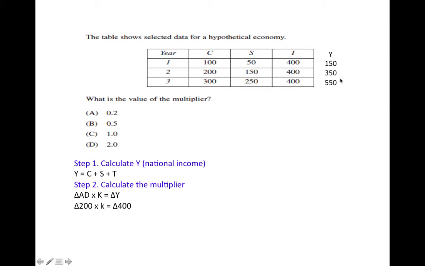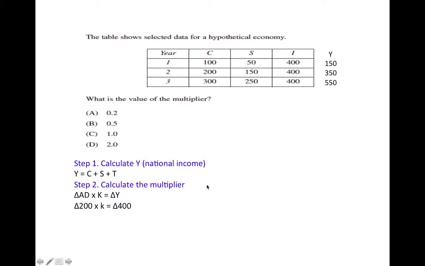Same deal. How'd I get 400? I did 550 minus 150, which equals 400, okay? So we had to work out the change. So AD, 300 minus 100 is 200. 550 minus 150 is 400.